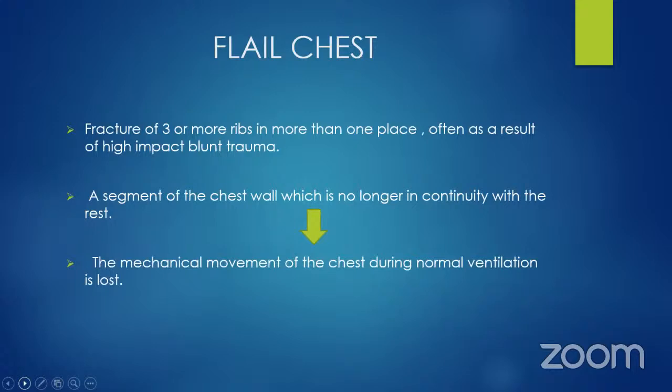Flail chest. What is a flail chest? Fracture of 3 or more ribs in more than one place, often as a result of high impact blunt trauma. A segment of the chest wall is no longer in continuity with the rest, and this leads to loss of mechanical movement of the chest during normal ventilation.